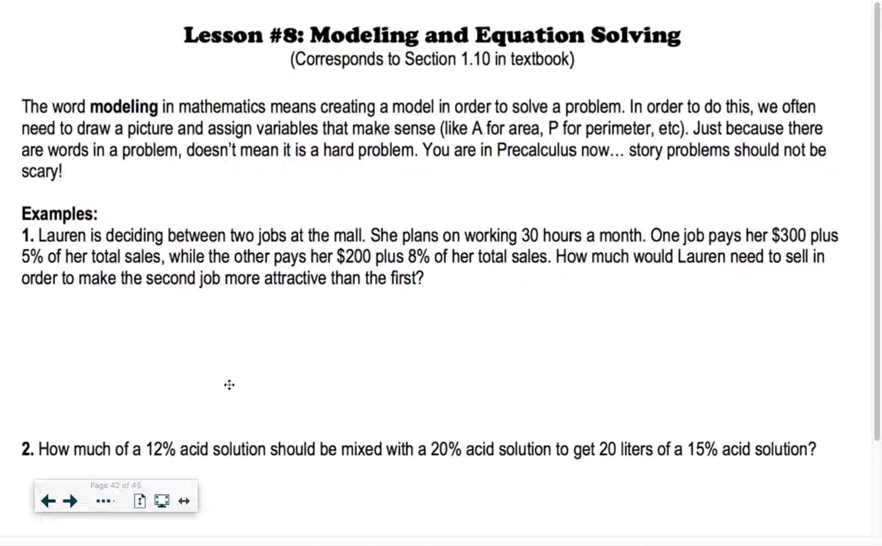Did you guys know that you can get a certain percentage of your commission? Have you walked into the mall before and then people are like, hi, how can I help you? That's usually why. While the others pay her $200 plus 8% of her total sales.